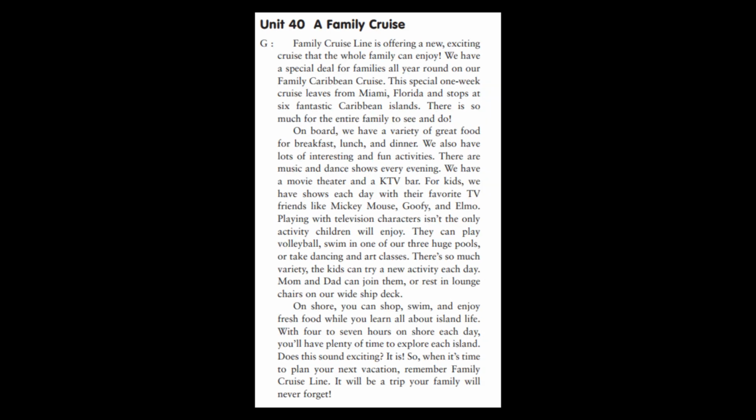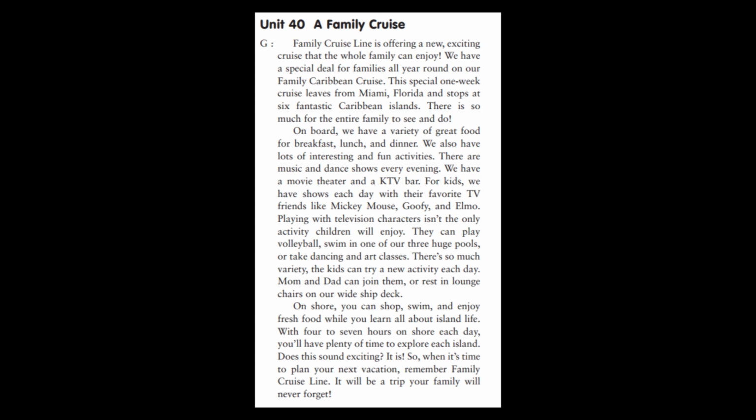Unit 40, a family cruise. Family Cruise Line is offering a new, exciting cruise that the whole family can enjoy. We have a special deal for families all year round on our Family Caribbean Cruise. This special one-week cruise leaves from Miami, Florida, and stops at 6 fantastic Caribbean islands. There is so much for the entire family to see and do.